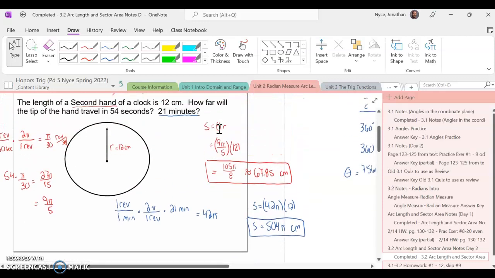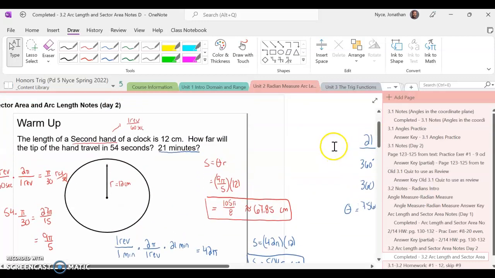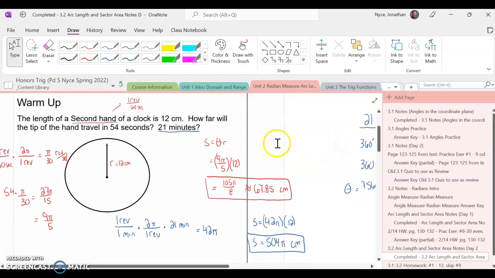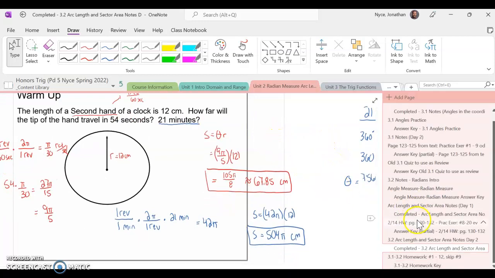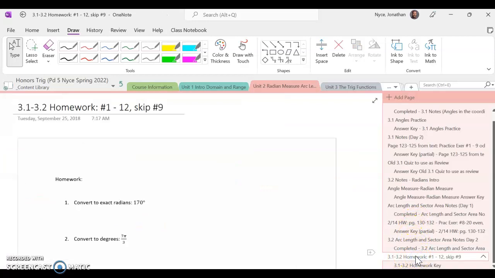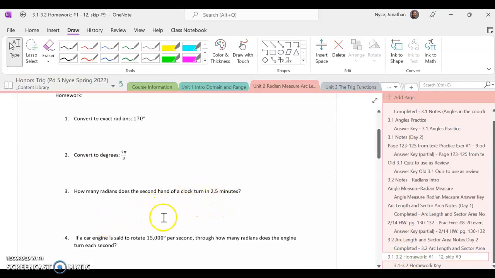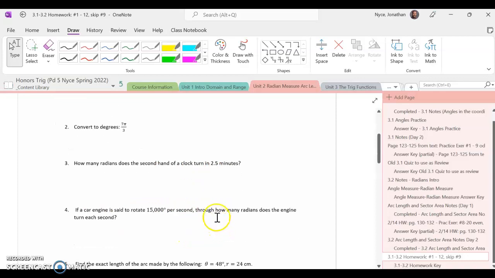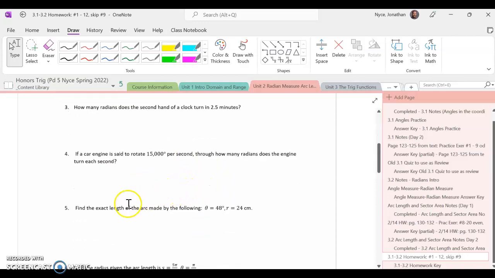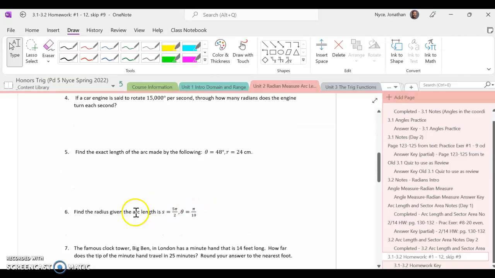I will be back tomorrow. We can go over any questions you might have. Once you're done with these and have those questions answered, the homework is going to be this 3.1 to 3.2 homework. Looking at numbers 1 through 12, but you're skipping number 9. Some of these are just converting from degrees to radians, radians to degrees. Some questions are similar to what we looked at yesterday in terms of just straightforward problems. Find the length of an arc, find the radius.